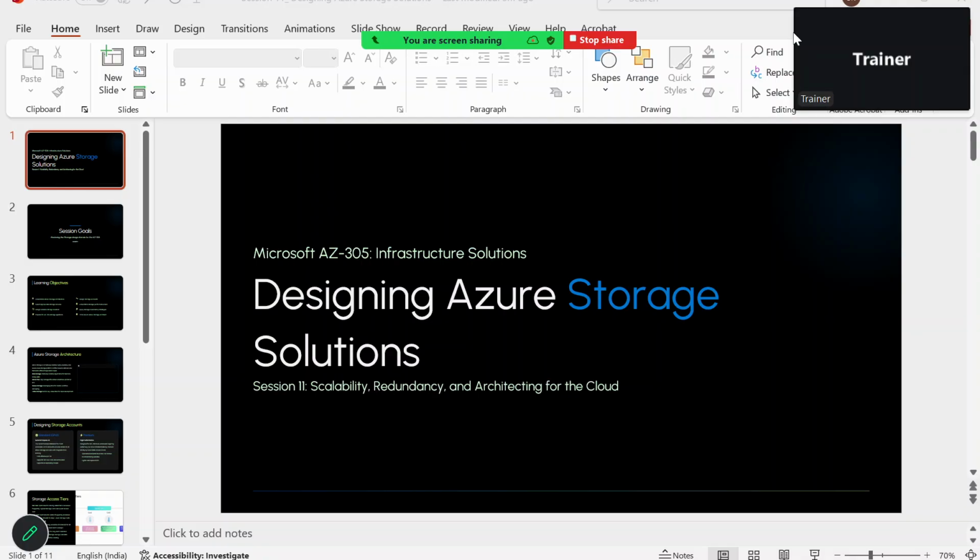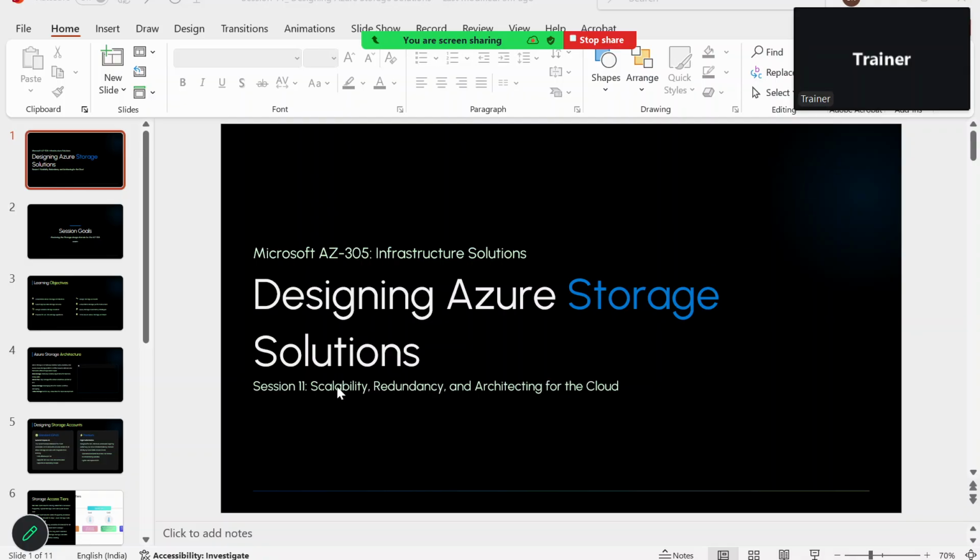Most importantly, we learned that applications need networking to communicate, but communication alone is not enough. Applications also need storage, data protection, backup, disaster recovery, scalability, or compliance. So this brings us to another major AZ-305 domain, designing data storage solutions. Our topic today is designing Azure storage solutions.